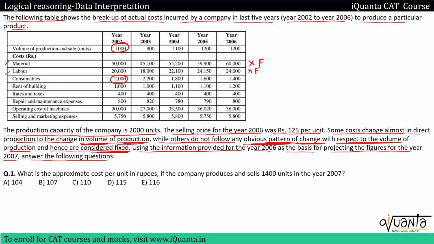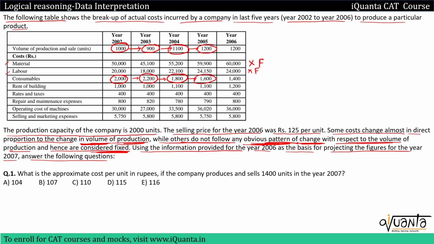In year 2003 the number of units has decreased from 1000 to 900, while the cost has increased from 2000 to 2200. Again, in year 2004 the number of units has increased, so cost must increase, while the cost has decreased from 2200 to 1800. Then again in year 2005 the number of units increases while the cost decreases.